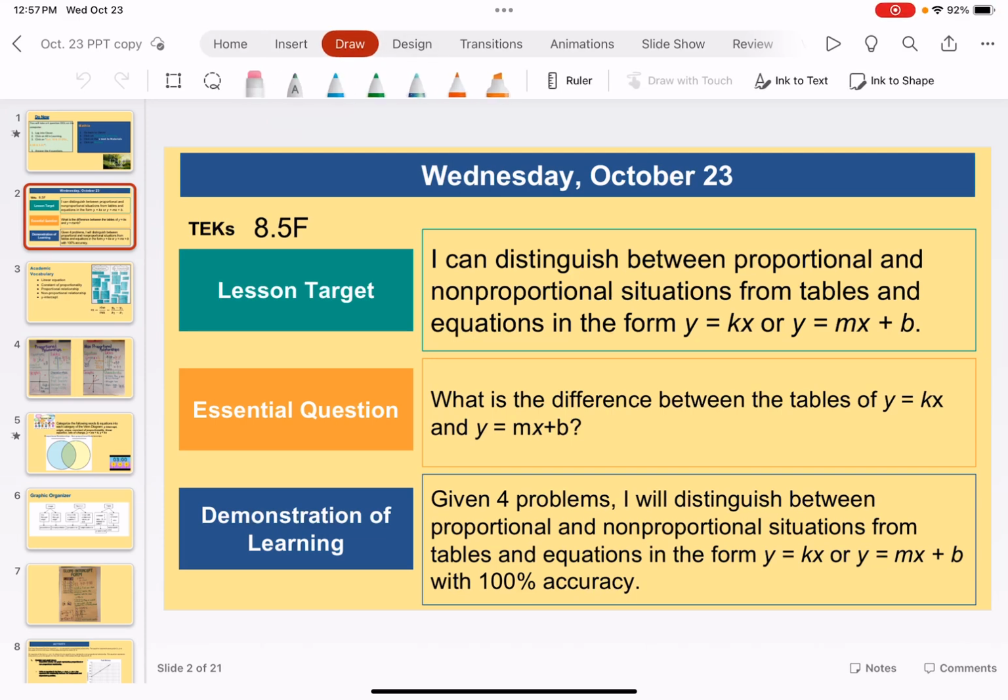Welcome to today's lesson on 8.5F. I can distinguish between proportional and non-proportional situations from tables and equations in the form of y equals kx or y equals mx plus b. So if we remember, y equals kx is for proportional relationships and y equals mx plus b is for non-proportional relationships.